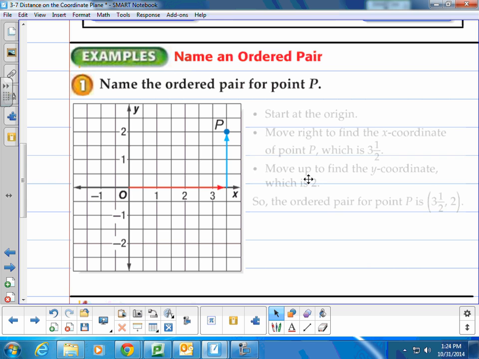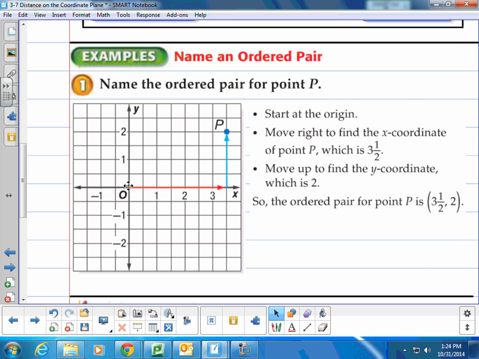And we can look here. So I start at the origin, just like it said. I like to do things twice today so that you get a good handle. Start at the origin, move right to the x coordinate. So 1, 2, 3.5. Notice. And then we move up to the y coordinate, which is 2, 1, 2. So our ordered pair has an x value of 3.5 and a y value of 2.